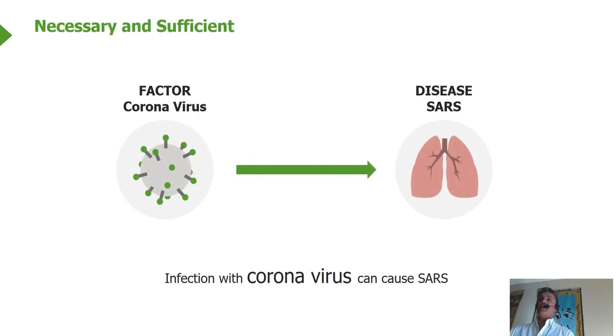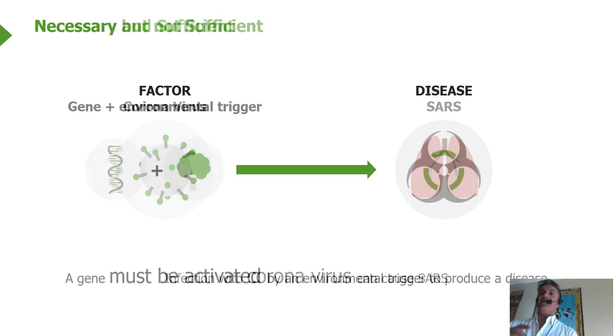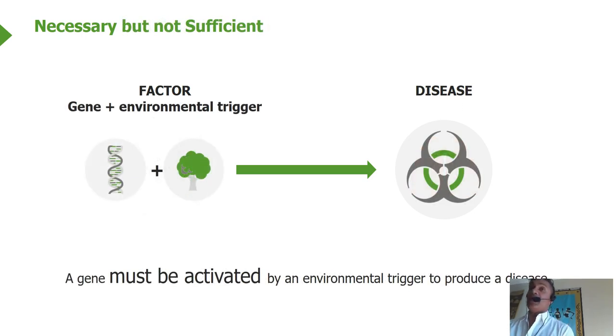First one, necessary and sufficient. Consider the example of the coronavirus. This is the virus that we know now causes the disease called SARS. So you can't get SARS without the coronavirus. You can't get the coronavirus without getting SARS. So the coronavirus is necessary to give you SARS, and you don't need anything else to give you SARS. That's all you need. It is both necessary and sufficient to give you SARS. Cool?